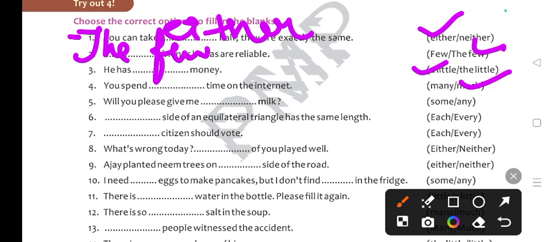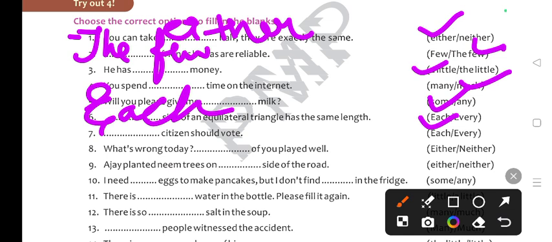Will you please give me some milk? Not any. Any means negative sense. So you are not asking for any milk. You are asking for some milk, right? So that you could make a cup of tea. Next, each side of an equilateral triangle has the same length. So each side, we will write here each. Okay. So each side of an equilateral triangle has the same length.